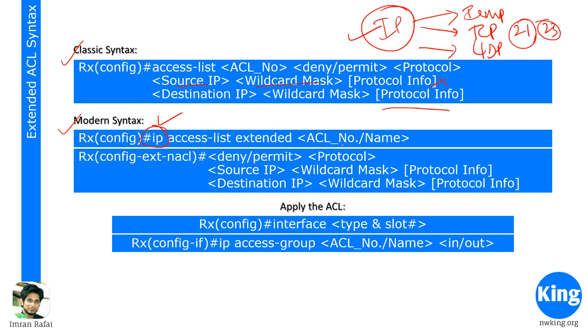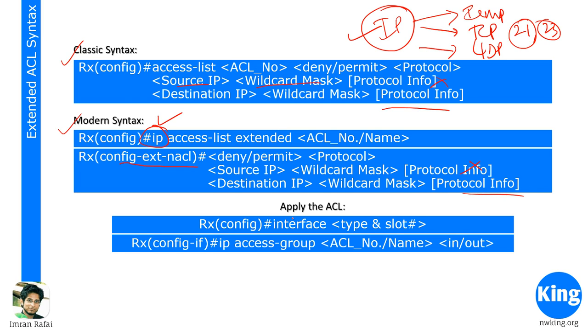Then you give an ACL number or name. You can give anything you want. You will go to a sub configuration mode, that's extended NACL. Then you can put a deny or permit statement, and then protocol, exactly like we discussed here. Then source IP, wildcard mask, again protocol information, which, like I said, we will be ignoring. We will not be putting source port information most of the time, but of course there might be scenarios where you would say the traffic going from this port number to that port number, right? But most of the time at your CCNA level you will be ignoring that. Then you will have destination IP, wildcard mask, and protocol information, which is nothing but your port numbers.